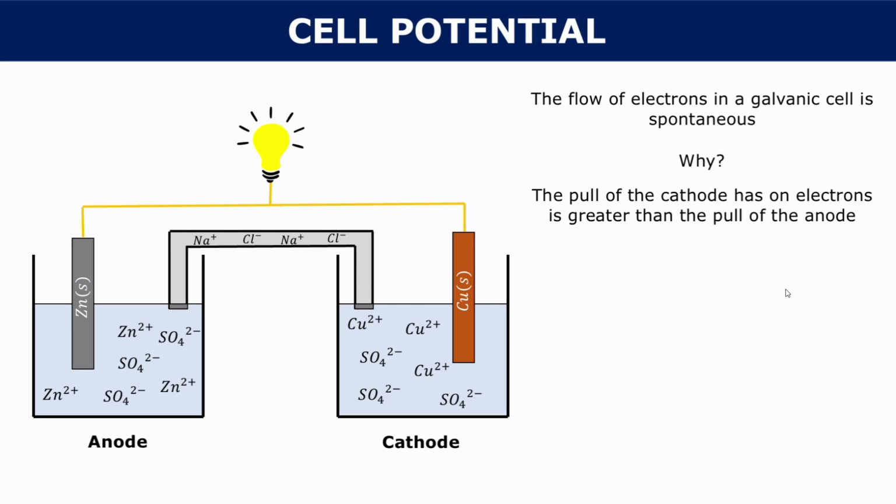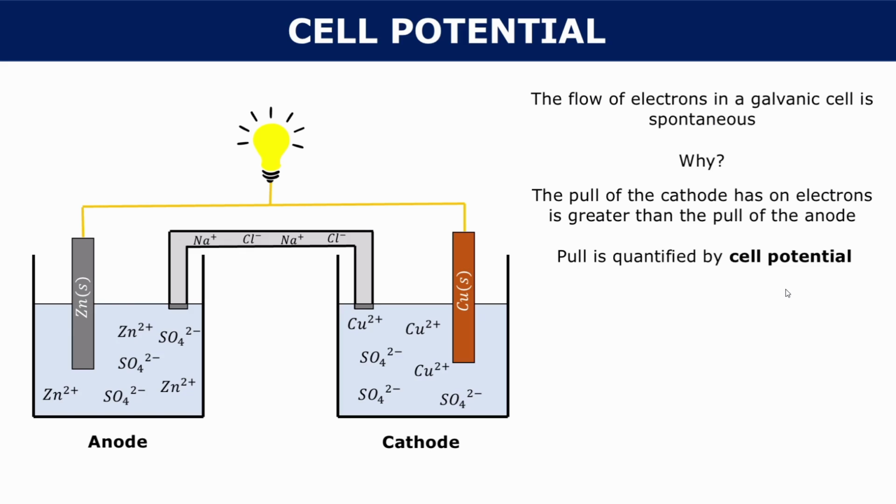So you can think of the anode and cathode in this tug of war when it comes to electrons. And when the cathode has a greater pull for electrons than the anode, you have a spontaneous reaction. When the cathode has more power than the anode, per se, you have a galvanic cell. And the way we quantify this pull is by using cell potential.